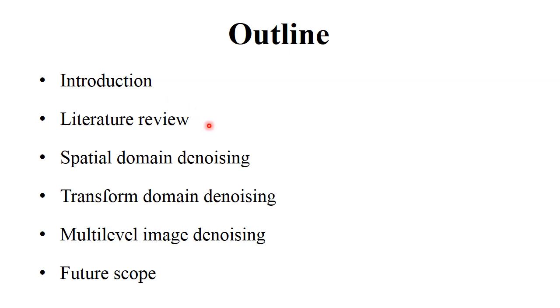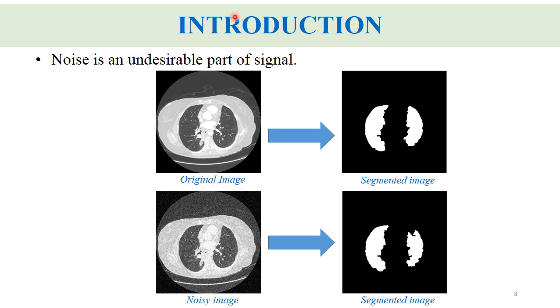Then literature review. It involves the details related to both spatial as well as transform domain denoising. Then one method is discussed with respect to the spatial domain denoising process. Similarly, one more process is discussed with respect to the transform domain image denoising concept. Then an additional method with multi-level image denoising is presented. Then at the end we are going to have the conclusion and the future scope of research in image denoising. Coming to the introduction.